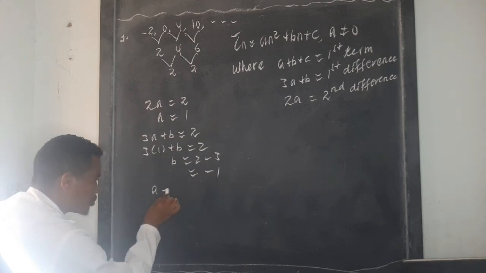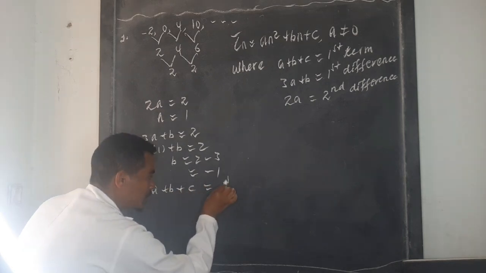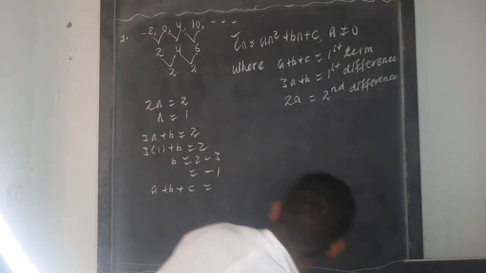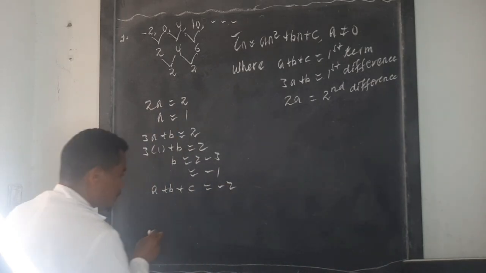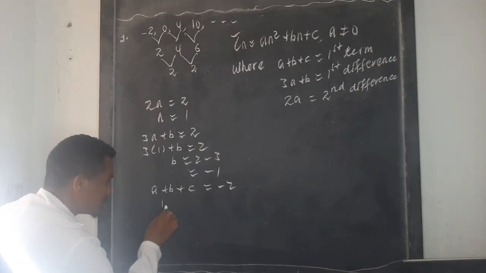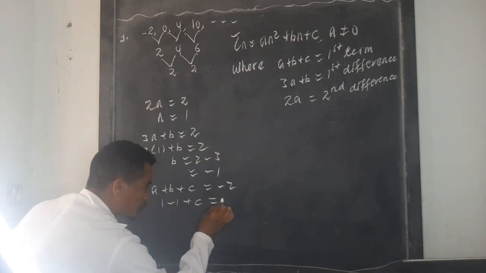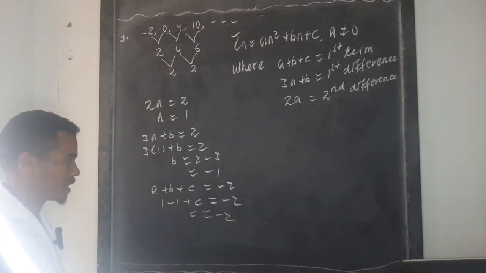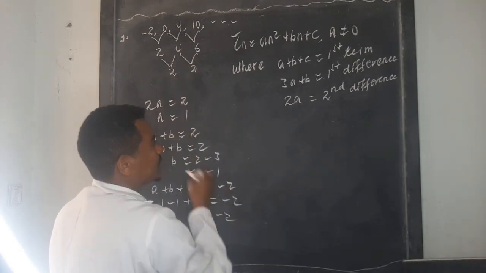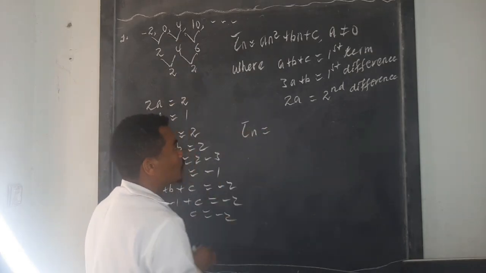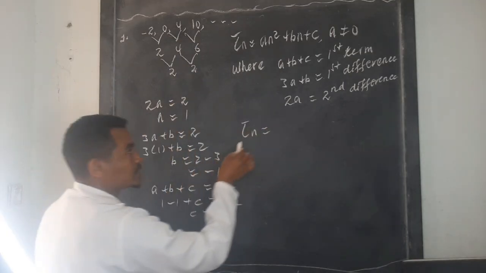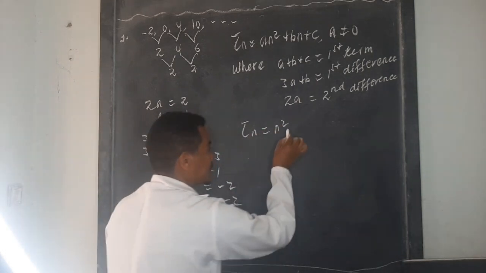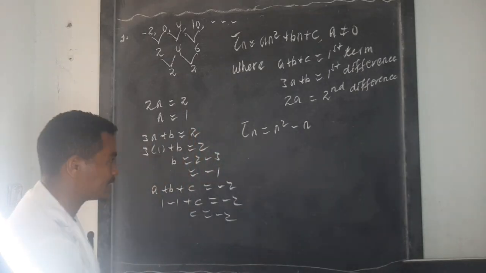And a plus b plus c is equal to the first term. The first term is minus 2. So a is 1, b is minus 1, plus c is equal to minus 2. 1 minus 1 is 0, so c is equal to minus 2. So the general form of this quadratic sequence is Tn is equal to an square, where a is 1, that is n square, plus bn, b is minus 1, that is minus n, plus c, which is minus 2.